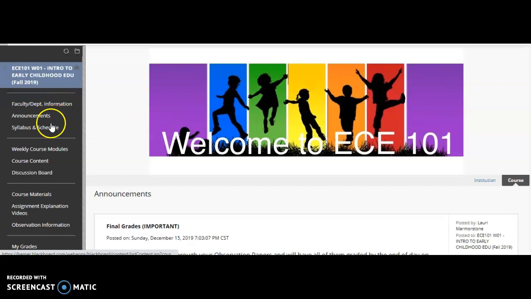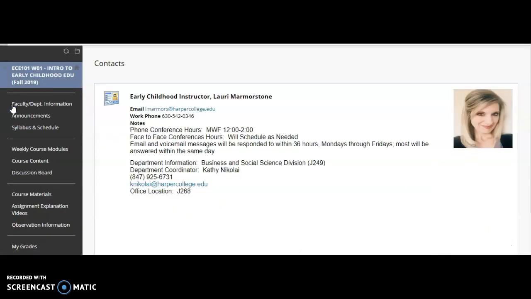So you can see over here on the left side all of the links that my students are able to use. There are several different things. Obviously we have the faculty department information that gives all of my information to the students in a very easy space.